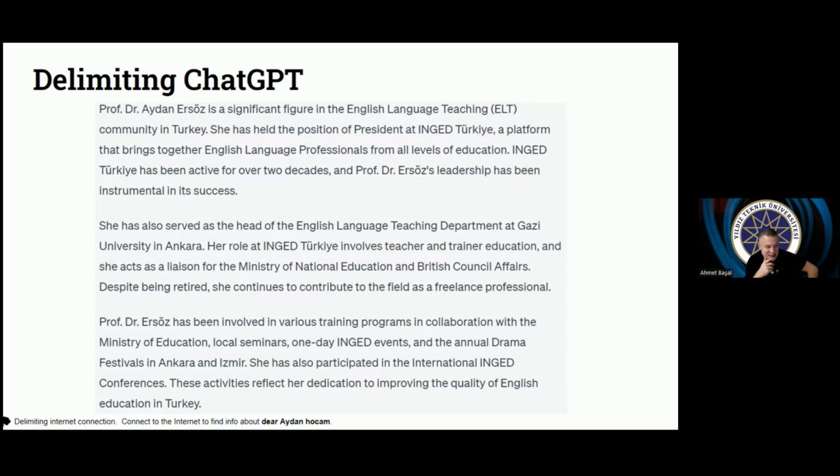Festivals in Ankara and Izmir. She has also participated in the international INGED conferences. These activities reflect her dedication to improving the quality of English education in Turkey.